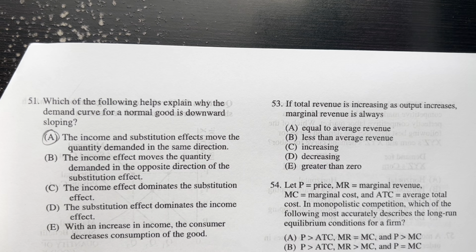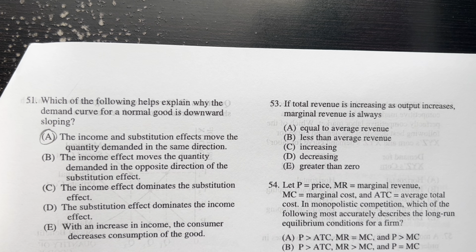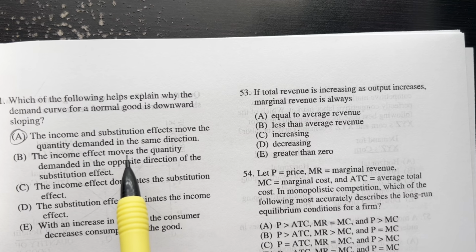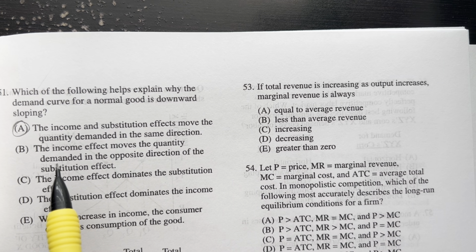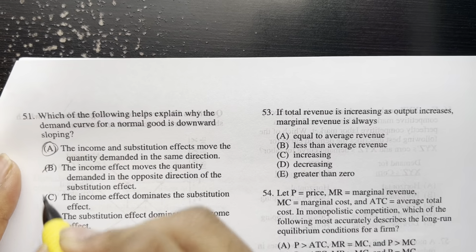If you increase income, you're going to have more demand for a normal good. And same with the substitution effect. It's kind of similar to the income effect. Basically, you have more money, so you'll be able to spend more on normal goods. So everything else here is wrong.